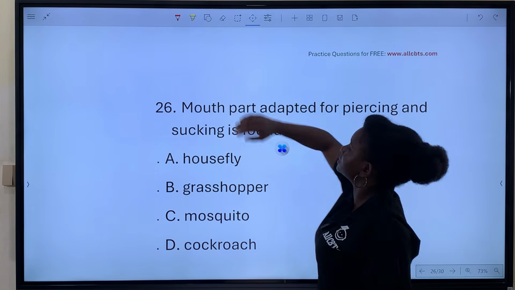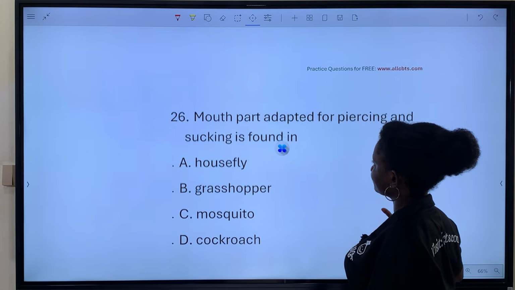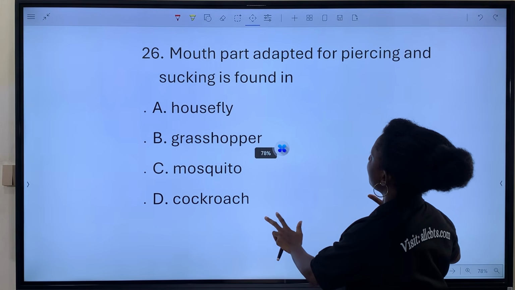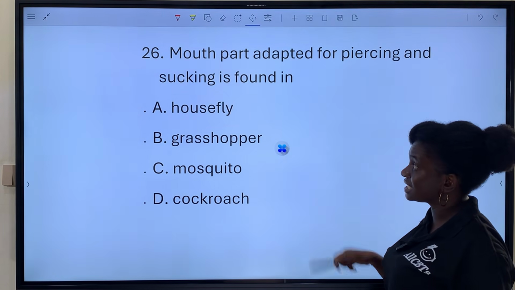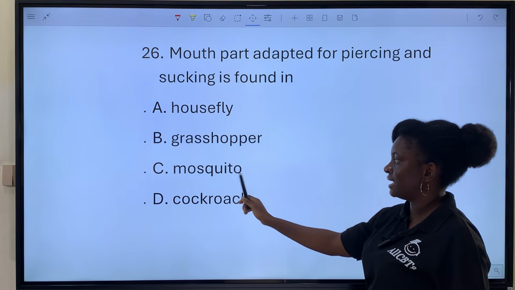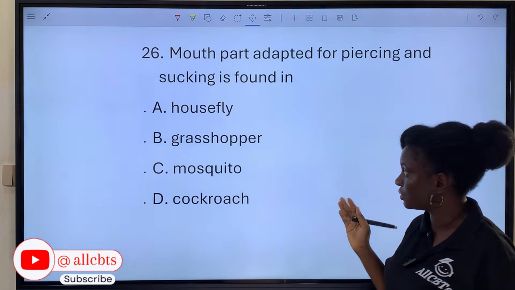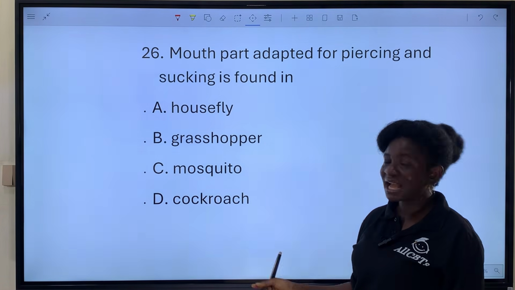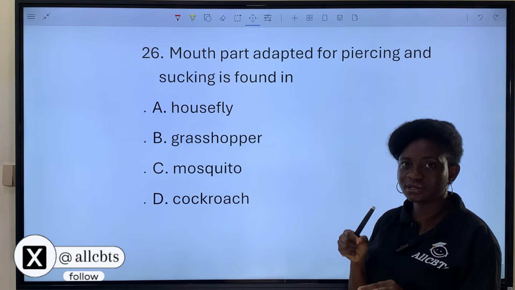Question 26. Mouth parts adapted for piercing and sucking is found in A, housefly, B, grasshopper, C, mosquito, D, cockroach. So this question is very straightforward. Which organism here has a needle-like mouth, can pierce and suck blood?